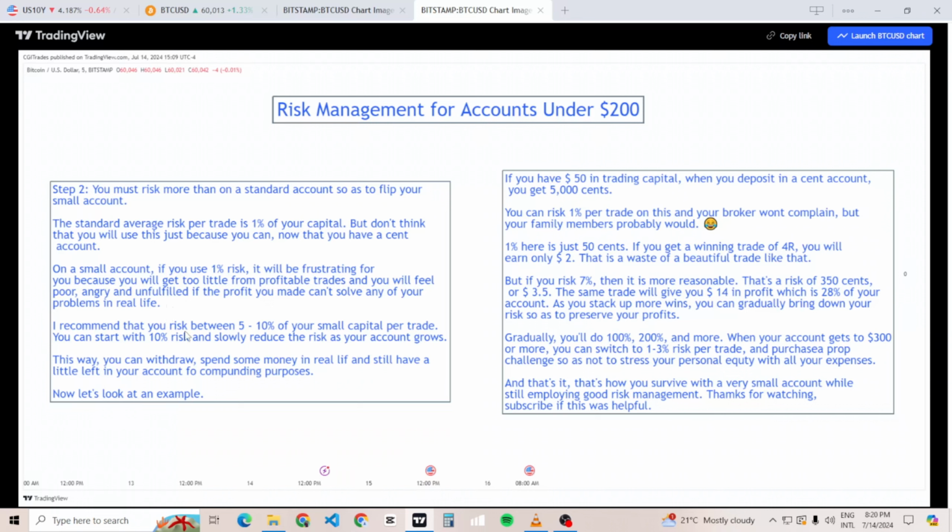Sorry about that. So at least you have to buy some food, little things here. So I recommend that you risk between 5 to 10% of your small capital per trade. You can start with 10% risk and slowly reduce the risk as your account grows.